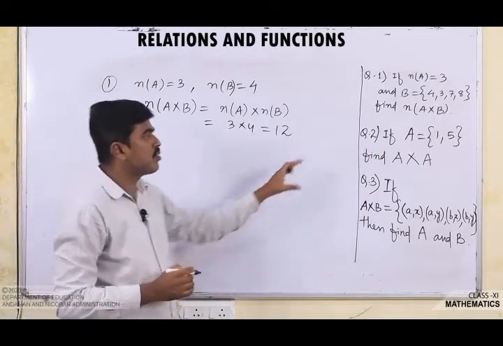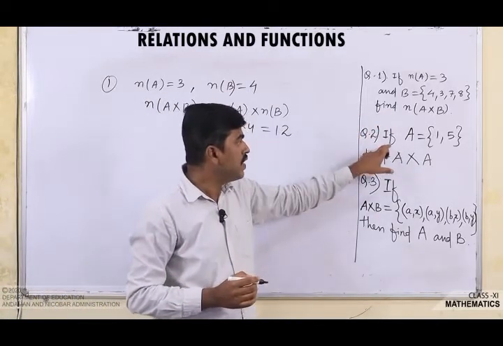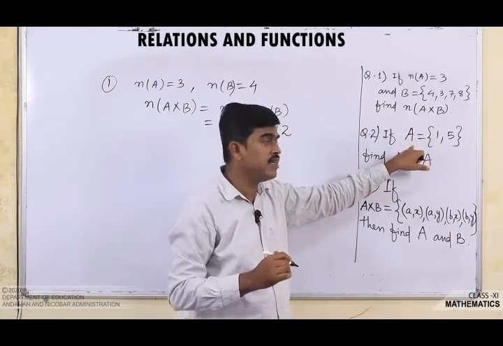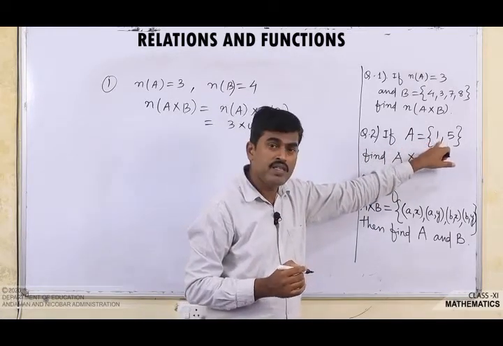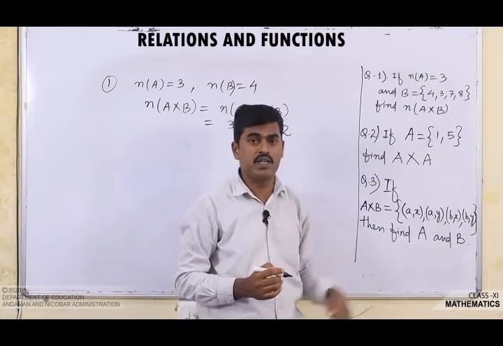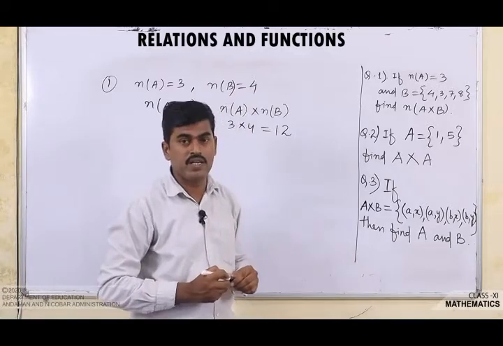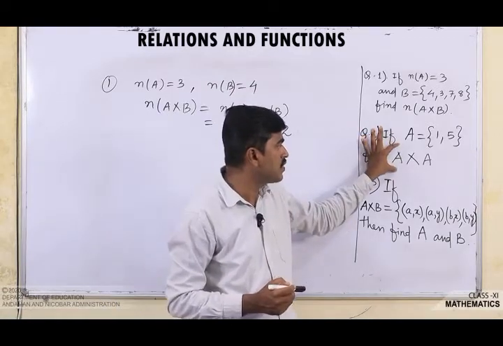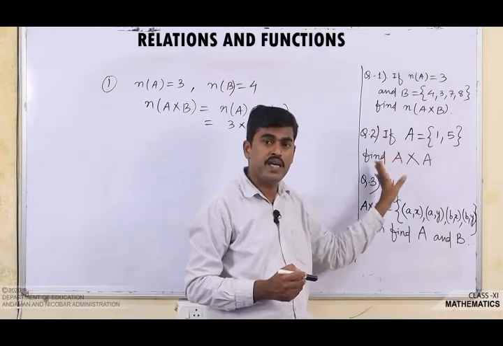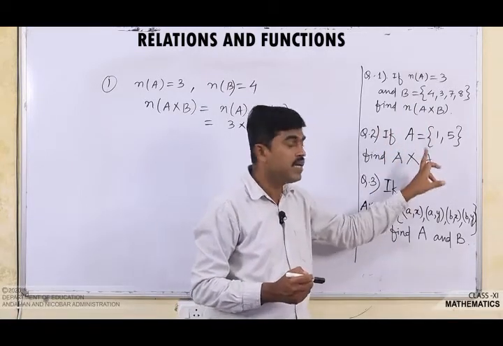Now let's move on to question number 2. If A = {1, 5}, that means A is a set here. It contains the elements 1, 5. Find A cross A. Now what is the meaning of A cross A? A cross A means the Cartesian product of the set A and A. That means we have to make ordered pairs from A to A. Instead of B, A is there.